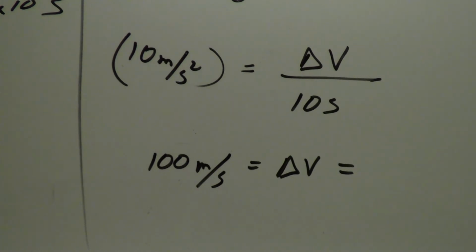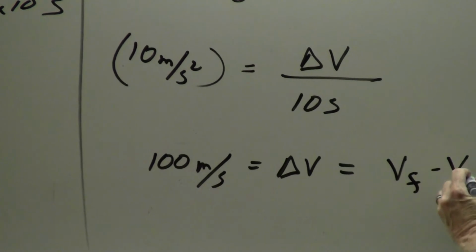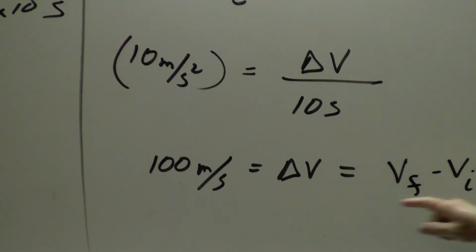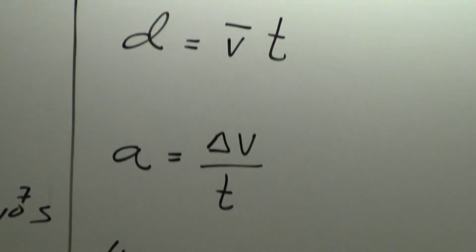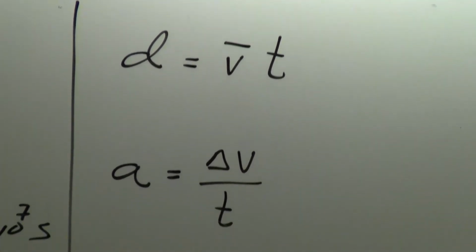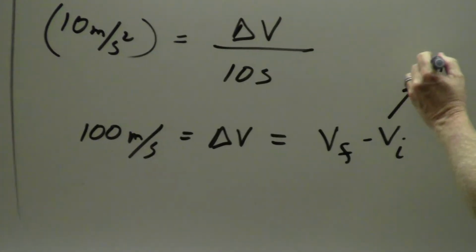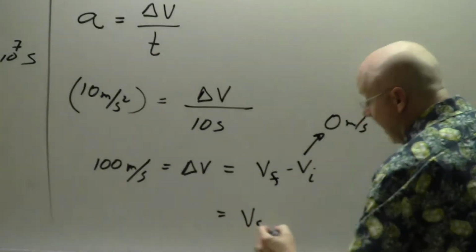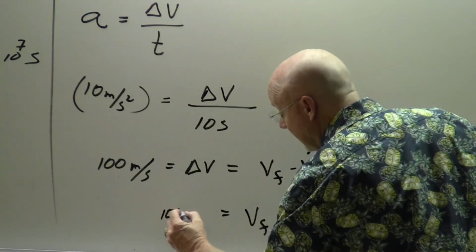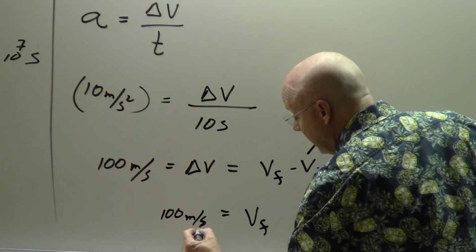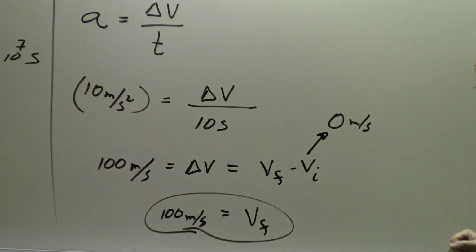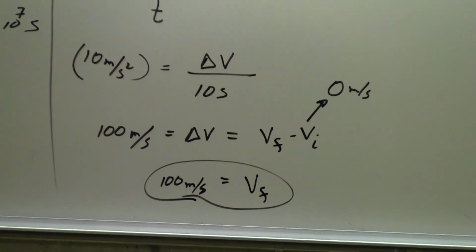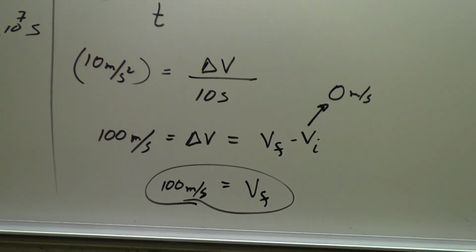Now, I suppose I'm not technically done, because final speed minus initial speed is what I just calculated. I did not calculate final speed. However, I did say I released it, and that was a subtle way of saying the initial speed is 0. So how fast is it going after 10 seconds? About 100 meters per second.